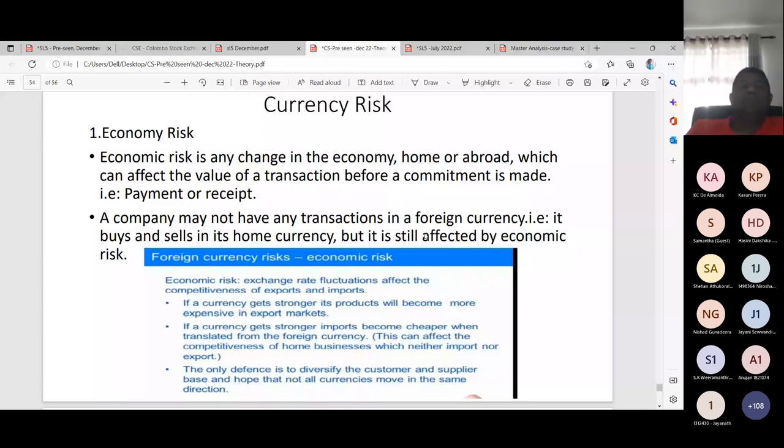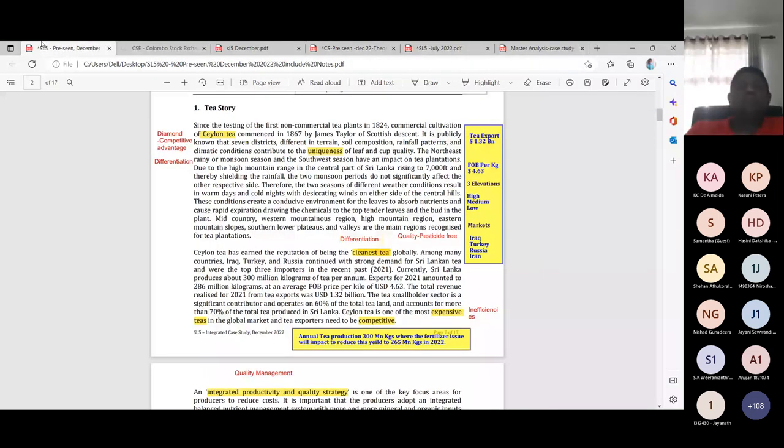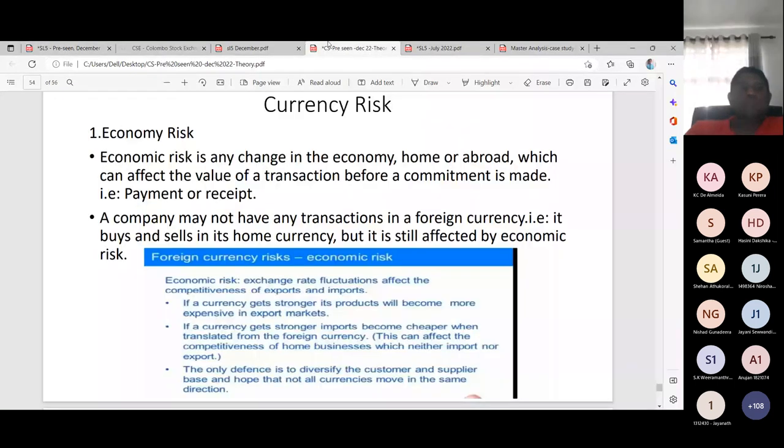Now see, for example, the economic risk, the changes in the economy, home or abroad. If you look at the current situation in Sri Lanka, we are badly affected now. The macro environment is not strong here. If you look at a main country like Russia, their scenario is also not good, right? So economic risk is always there. Sometimes our cost of goods increases. At the same time, with Russia, sometimes we may not get the receipts. There may be some international barriers to get the required receipts from there. Right? So this is one area I think you have to look at.